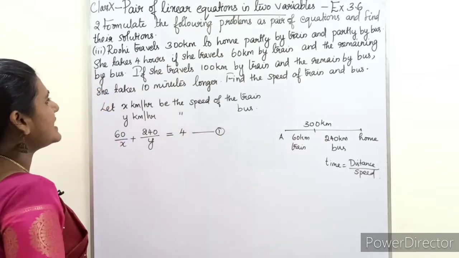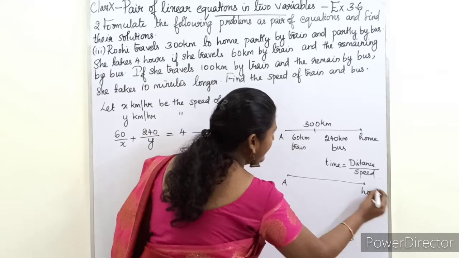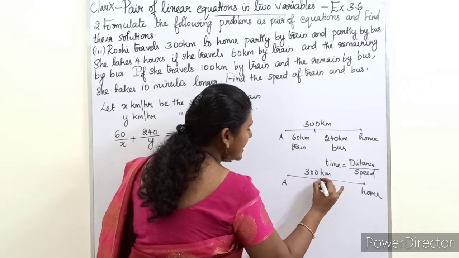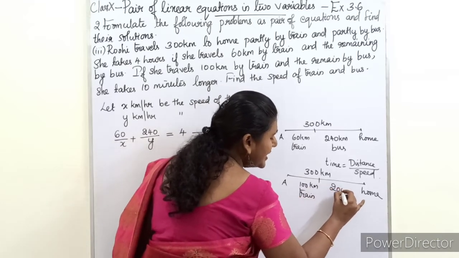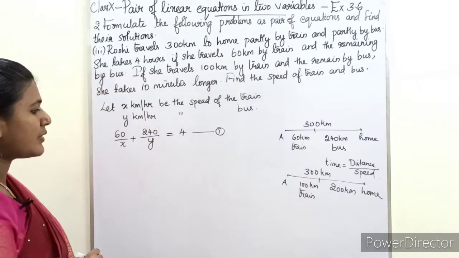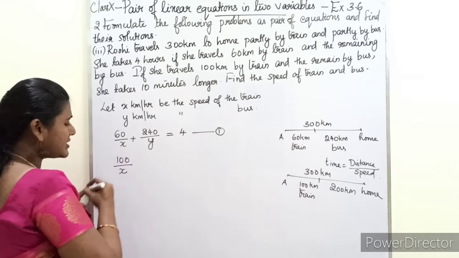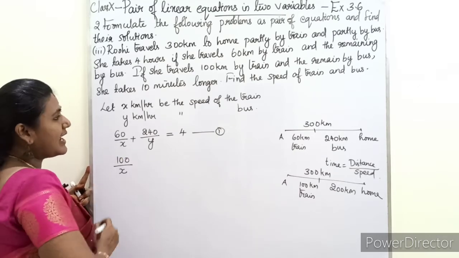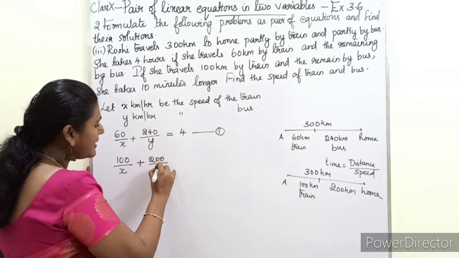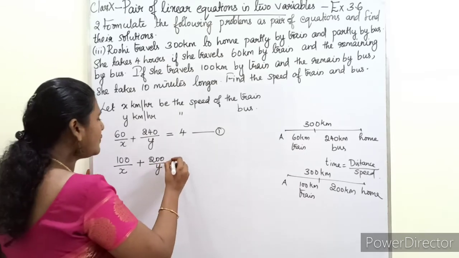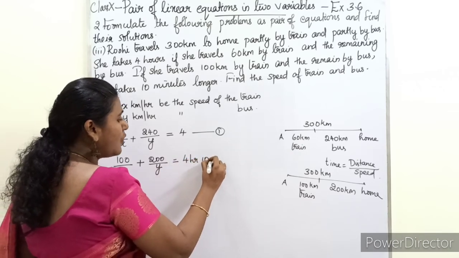Okay. Now the second case, she travels from A to her home, and in total we have 300 kilometer. She travels 100 kilometer by train and the remaining by bus. Remaining means how many kilometer? 200 kilometer. Okay, so from this we will form the second equation, that is the time taken to travel 100 kilometer by train is 100 by x plus 200 kilometer by bus, that is 200 by y, is equal to 10 minutes longer, that is 4 hour 10 minutes. So 4 hour 10 minutes.